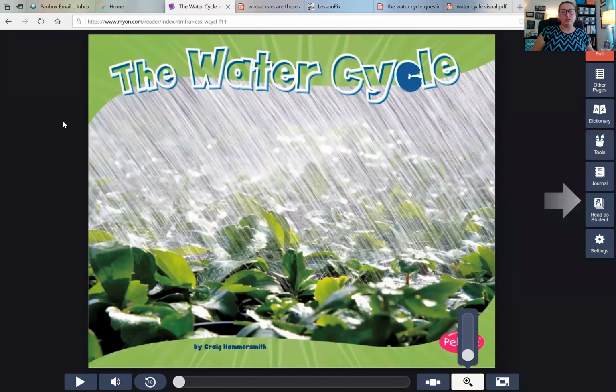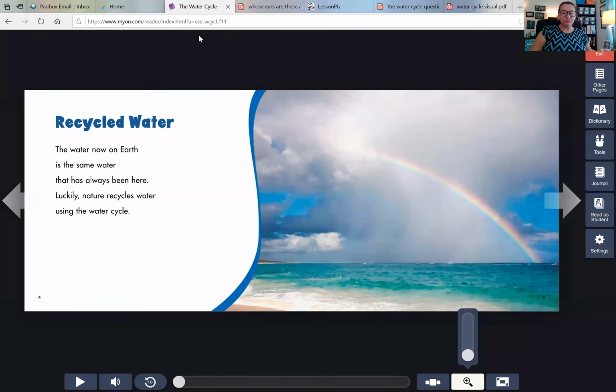Okay, so our story is called The Water Cycle. This will go into detail about what I talked about. Okay, so it all starts from recycled water. The water now on Earth is the same water that has always been here. Luckily, nature recycles water using the water cycle.